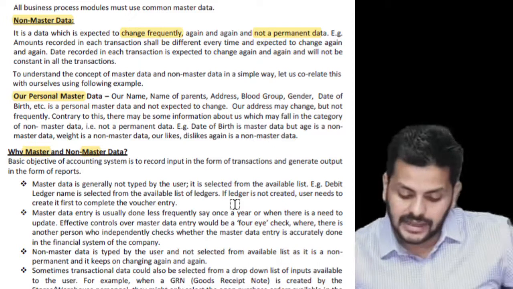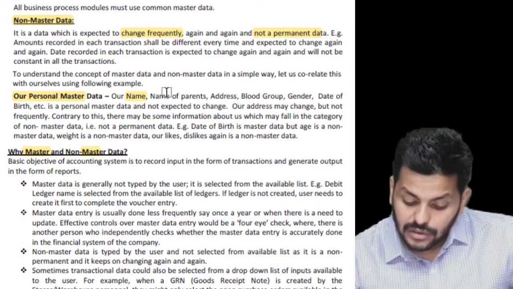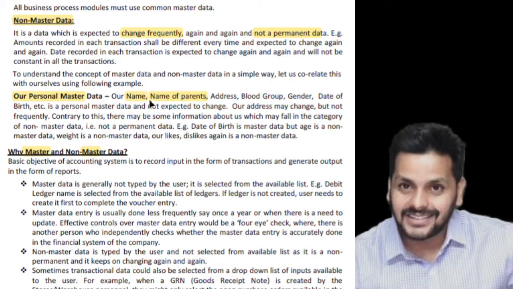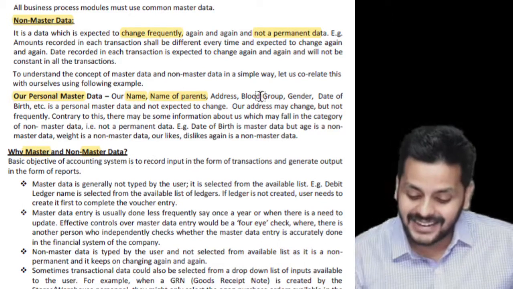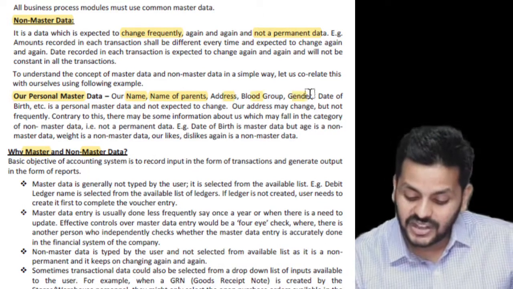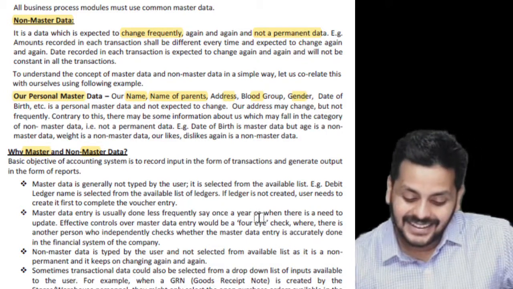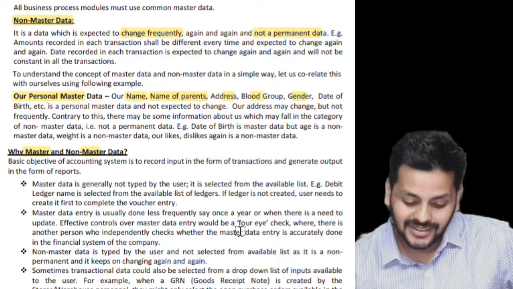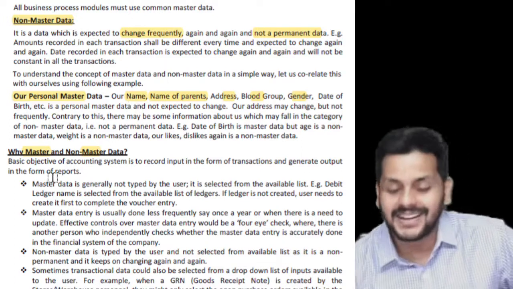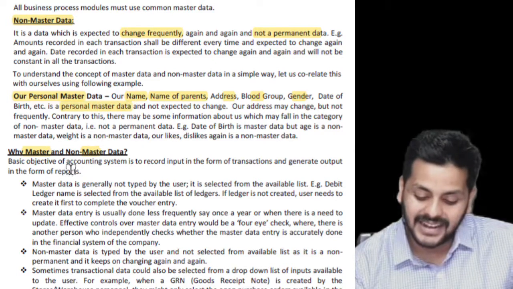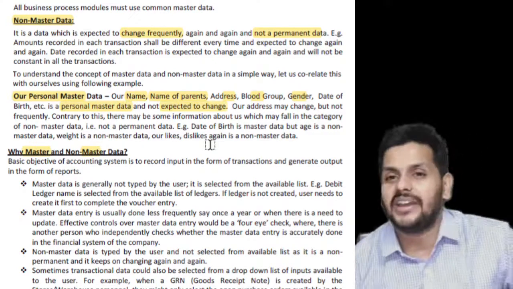To understand the concept of master data and non-master data, let us correlate with a simple example with our own selves. Our name, name of parents, we expect that to be not changing. Address, blood group, gender, date of birth, etc. is personal master data, not expected to change.